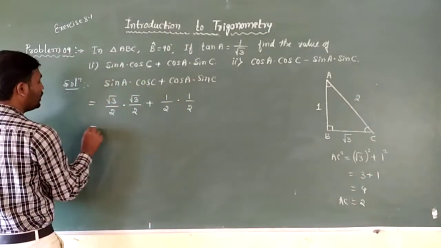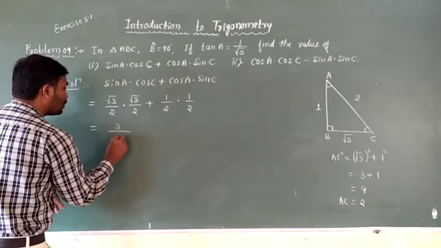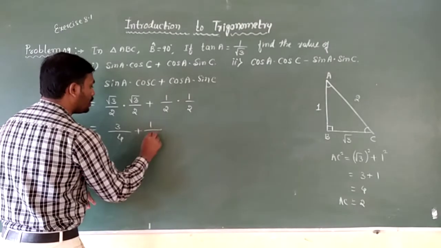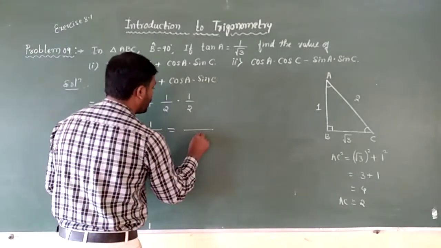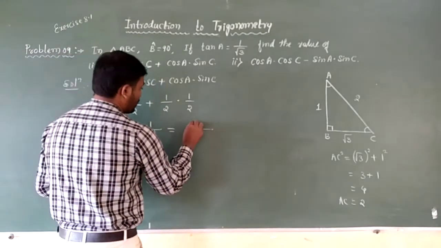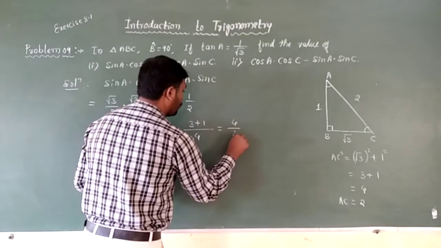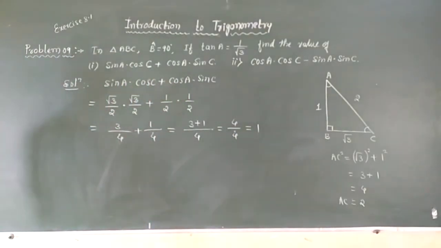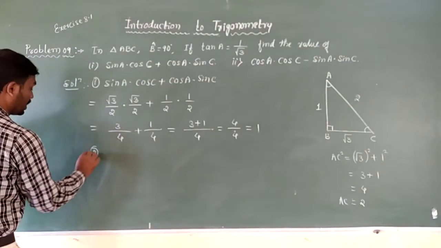So simplify this one. Root 3 into root 3 is 3 divided by 4, 2 into 2 is 4, plus 1 into 1 is 1, 2 into 2 is 4. So this is equal to, LCM is 4, so 3 plus 1, which is 4 by 4, equal to 1, children. This is the solution for the first one. Let us find the solution for the second one.